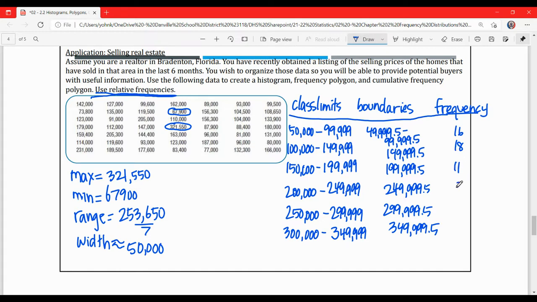Okay, in terms of frequency, after you do your tallies, you get 16, 18, 11, 3, 0, and 1. All right, so to save space and time, I didn't put all of the boundaries in here, but I did put the ones that we needed. Okay, now let's take this information and we're going to draw a histogram and a frequency polygon and an ogive.